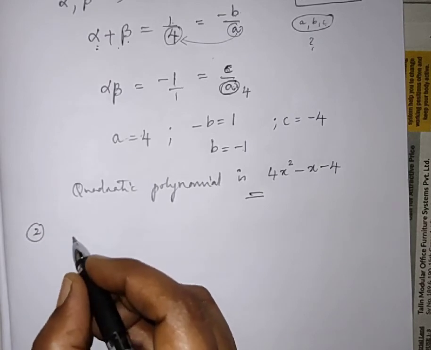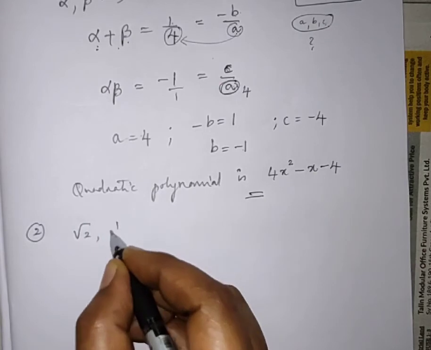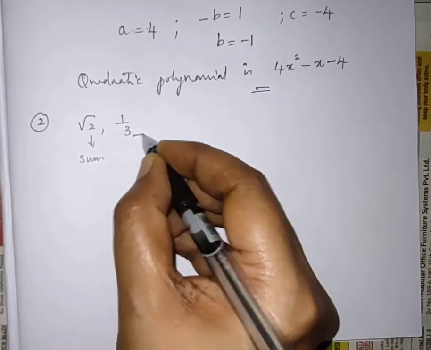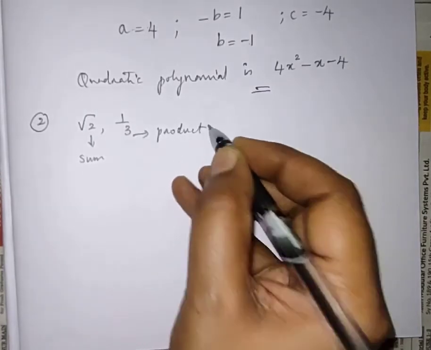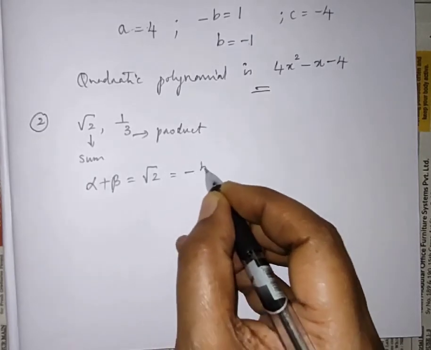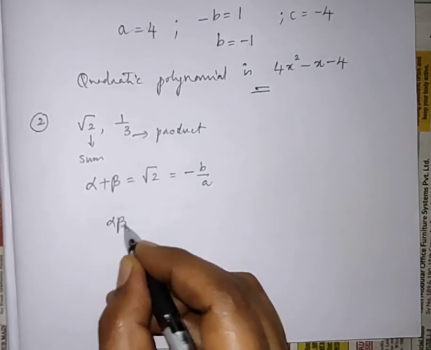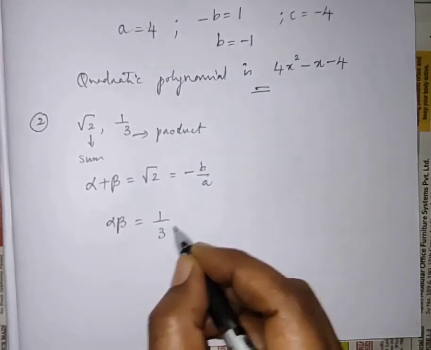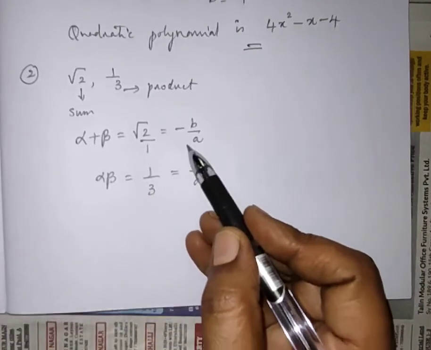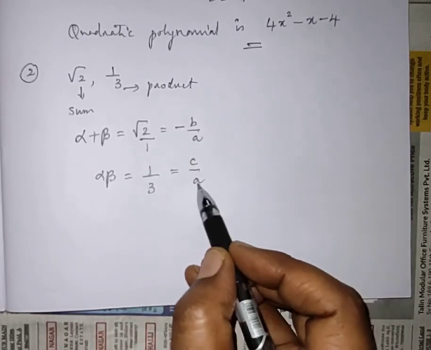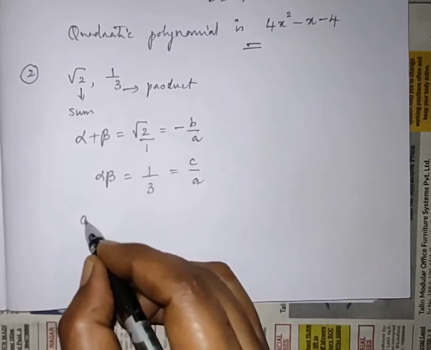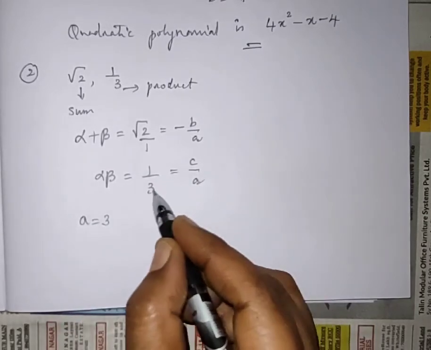Here we have got square root 2 and 1 by 3. That is, square root 2 is the sum of the zeros and this is the product of the zeros. So the sum of zeros means alpha plus beta, which is equal to square root 2, which is equal to minus b by a. The product alpha beta is equal to 1 by 3, which is equal to c by a. Let's follow the rule you have learnt. Here the a value is 1 and here the a value is 3. We should not take a as 1, rather you need to take a as 3. So write a as 3.